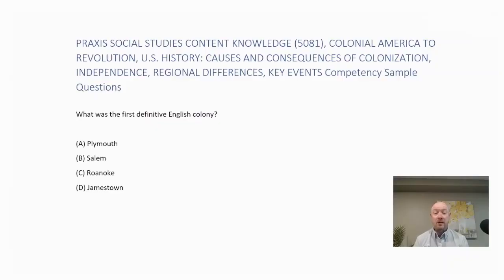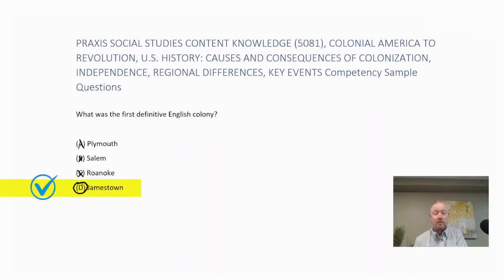What was the first definitive English colony? Is it A, Plymouth, B, Salem, C, Roanoke, D, Jamestown? All right, so let's eliminate some possibilities here. So Roanoke was earlier, 1585, but that actually is considered the lost colony because it just disappeared. Salem and Plymouth were 1620, but they were after the first colony, which was in 1607, Jamestown.